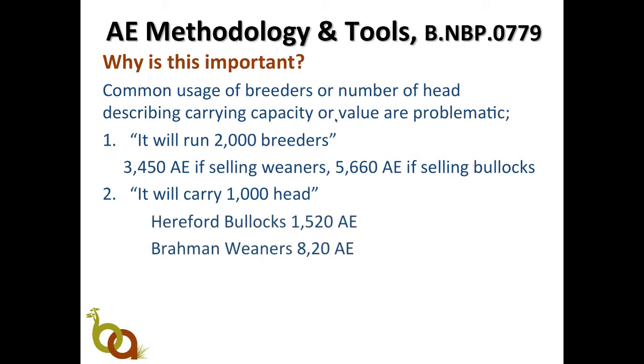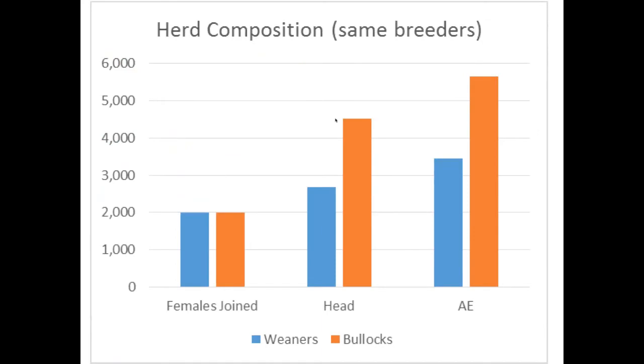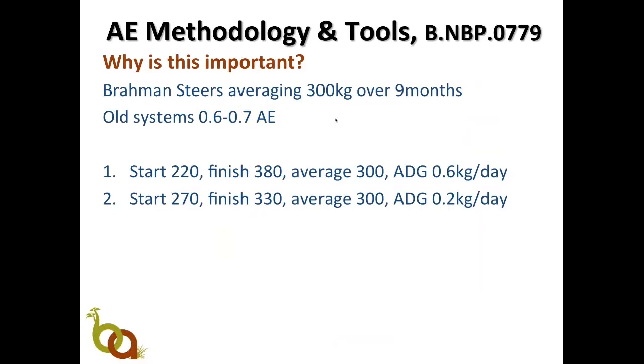Likewise, it'll carry 1,000 head. If they're Hereford bullocks, that could be over 1,500 AE, but Brahman weaners, 820 AE. So a bit of a difference there. This is just a table to show that example again with 2,000 breeders for weaners versus bullocks. And you can see there, if they're grown out to bullocks versus weaners, there's quite a difference in the number of head or number of AE carried. So we're suggesting that the number of AE is a better way of looking at a place rather than the number of breeders or number of head it'll carry.